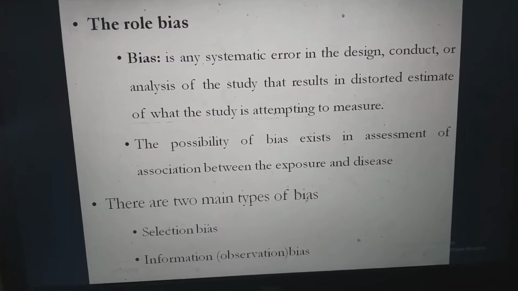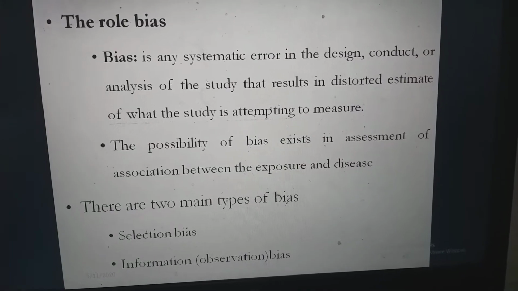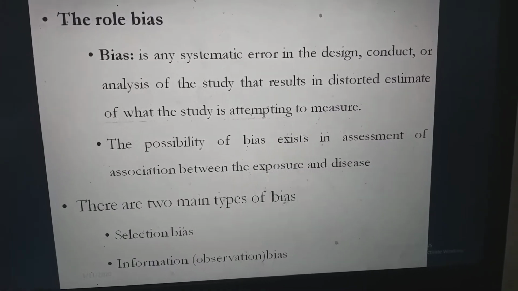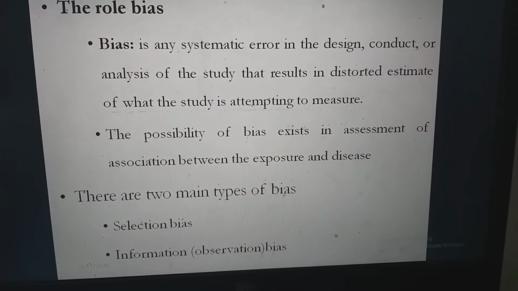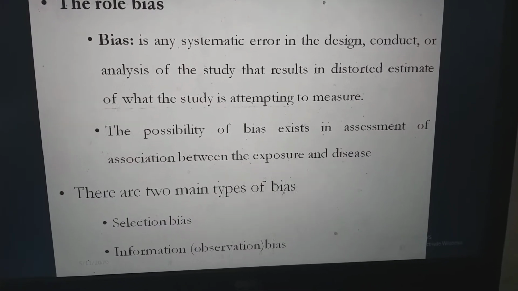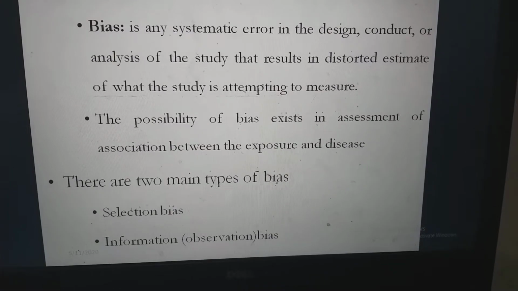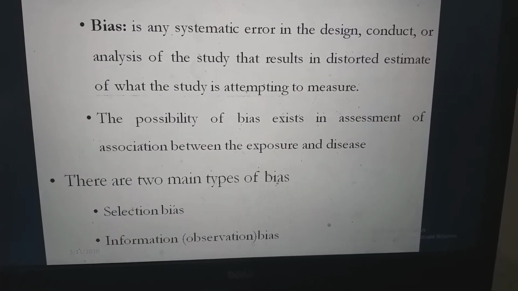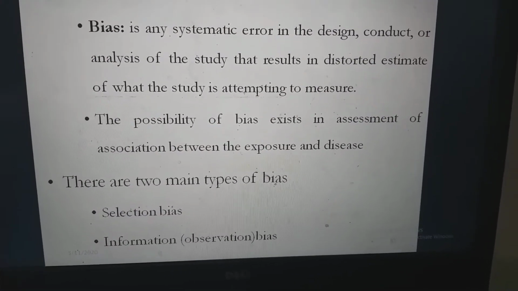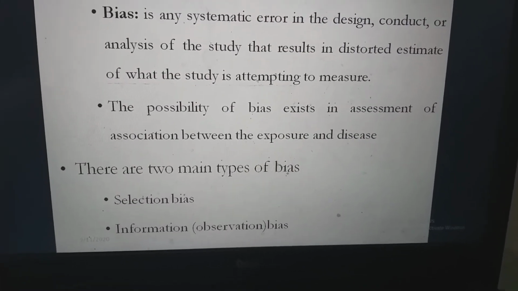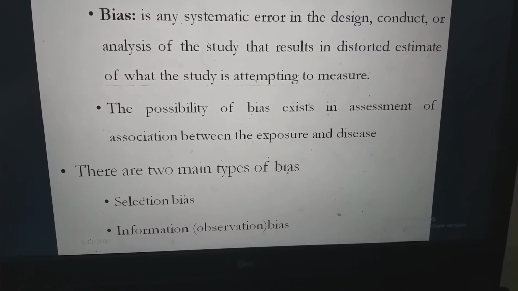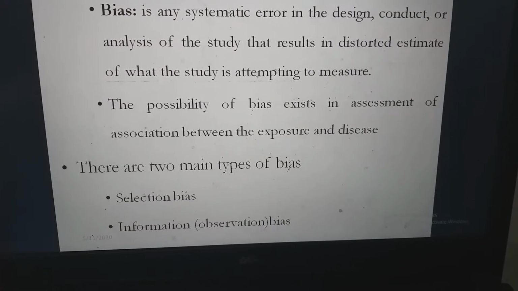Role of bias. Bias is any systematic error in the design, conduct, or analysis of the study that results in a distorted estimate of what the study is attempting to measure. The possibility of bias exists in the assessment of association between exposure and disease. There are two major types of bias in a study: selection bias and information bias.